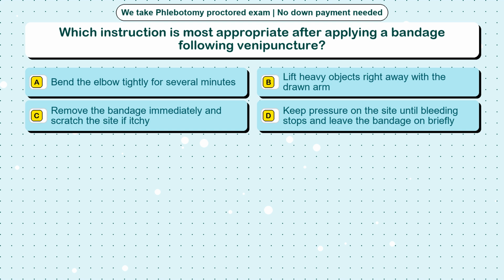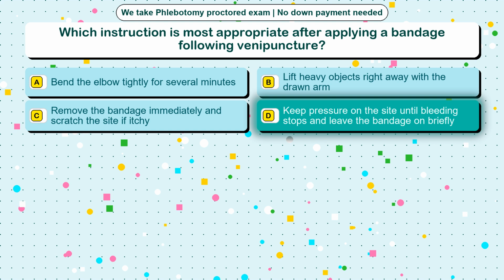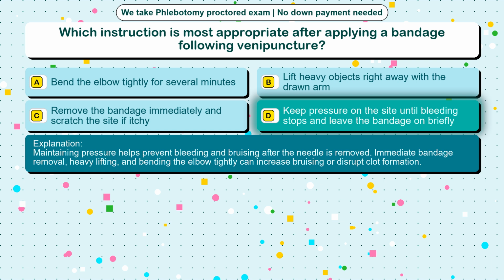Question 53. Which instruction is most appropriate after applying a bandage following venipuncture? Option A, bend the elbow tightly for several minutes. Option B, lift heavy objects right away with the drawn arm. Option C, remove the bandage immediately and scratch the site if itchy. Option D, keep pressure on the site until bleeding stops and leave the bandage on briefly. The correct answer is option D, keep pressure on the site until bleeding stops and leave the bandage on briefly. Maintaining pressure helps prevent bleeding and bruising after the needle is removed. Immediate bandage removal, heavy lifting, and bending the elbow tightly can increase bruising or disrupt clot formation.